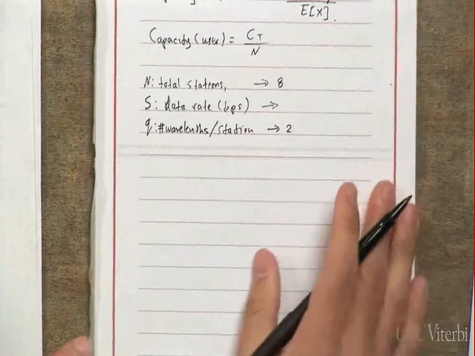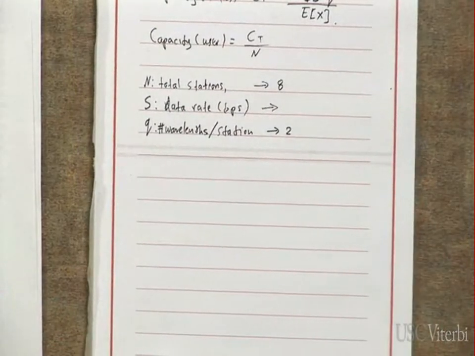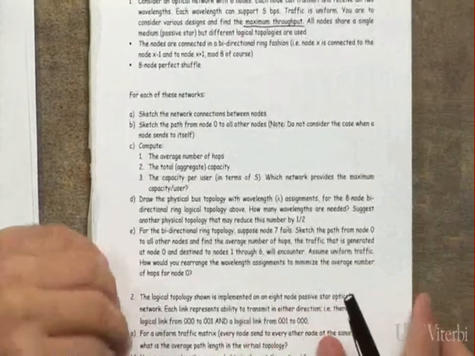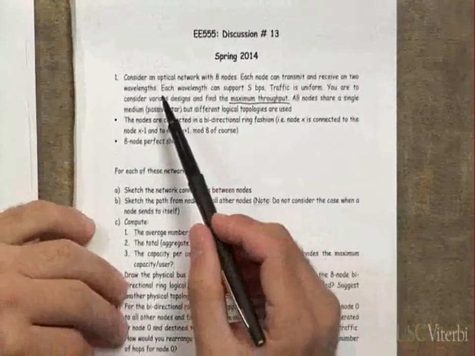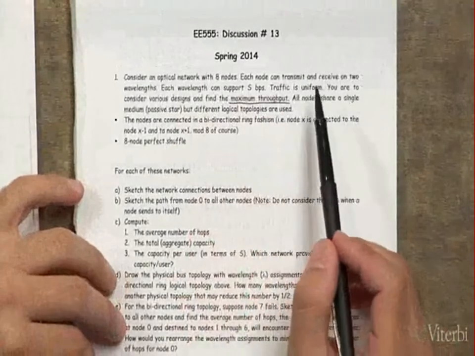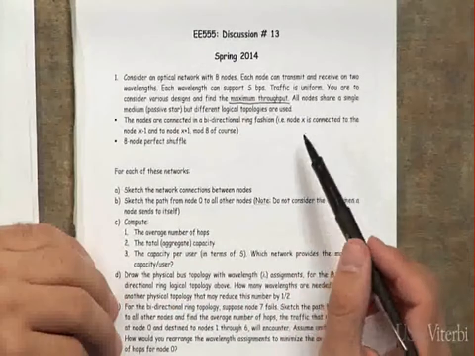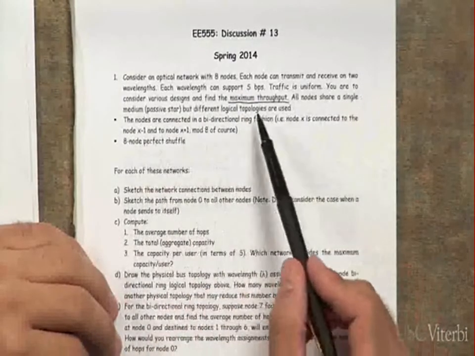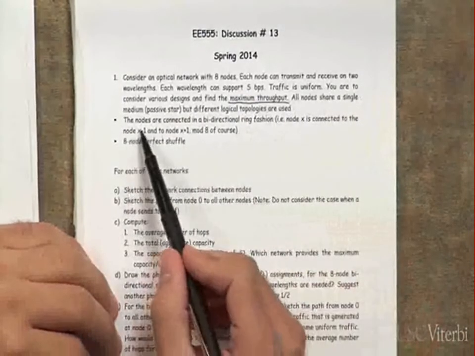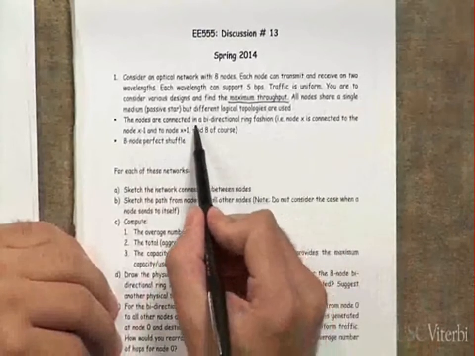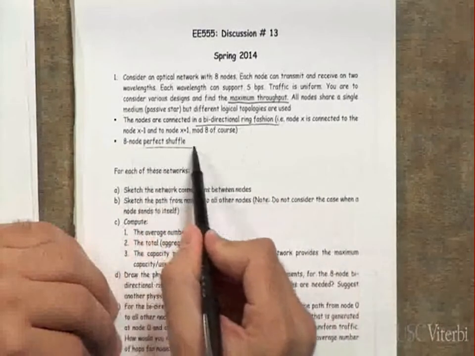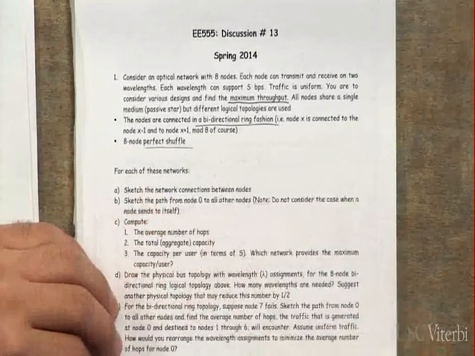Alright, so with that said, we have the questions for the maximum throughput, and then we want to see which topology achieves maximum throughput. For the guys that just arrived, very quickly, we have an optical network of 8 nodes. Each node transmits with 2 wavelengths, and we have uniform traffic, and we want to see which topology achieves maximum throughput. One is the nodes connected in a bidirectional ring fashion, and the other is an 8-node perfect shuffle. We'll see what it is.